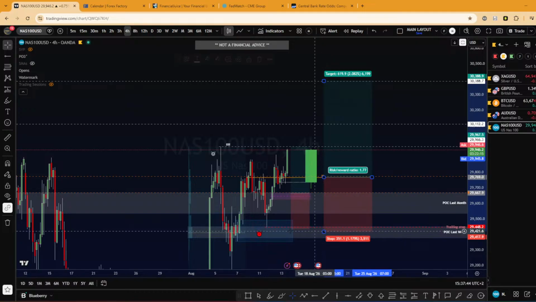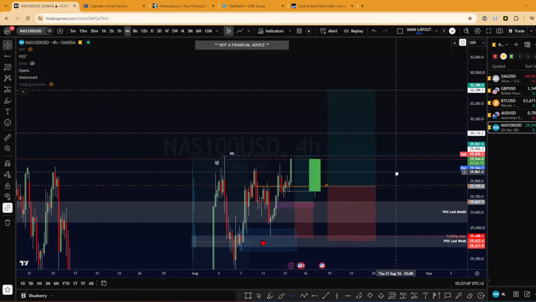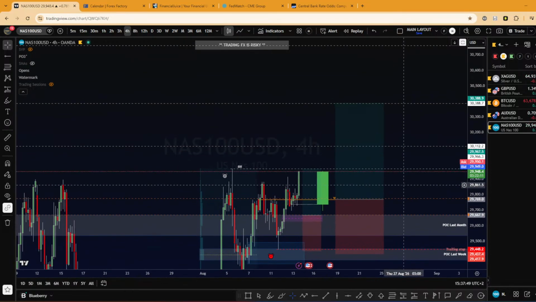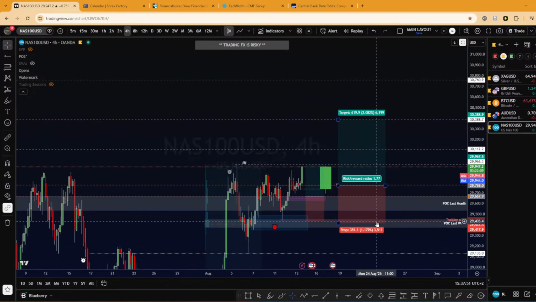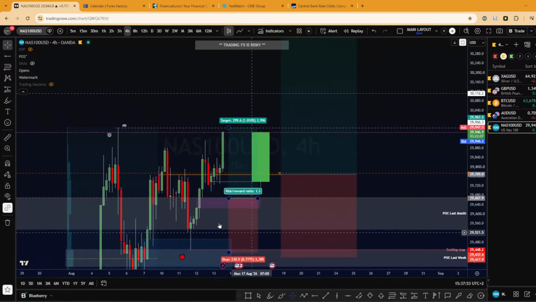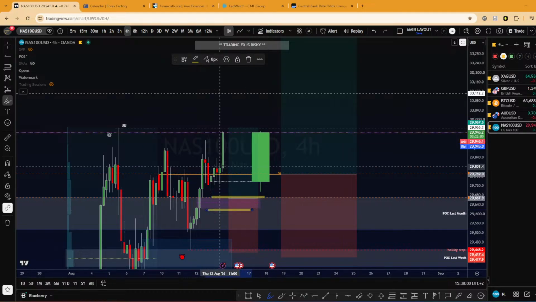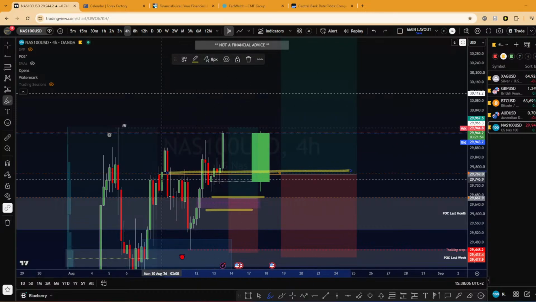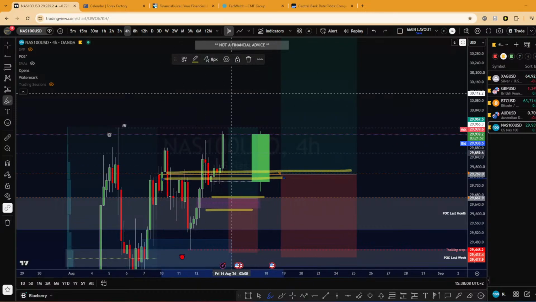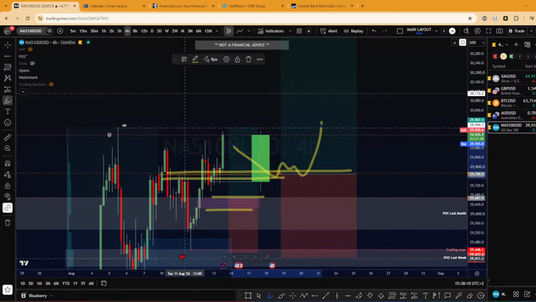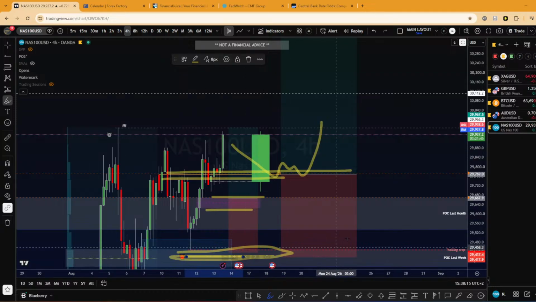Stop just below this low, and in lower time frame, if we retrace in this imbalance, I'll put some highlight here. Be happy to buy. If not, I will wait the return of price around the weekly open somewhere here, and then bet with my stop at this level.